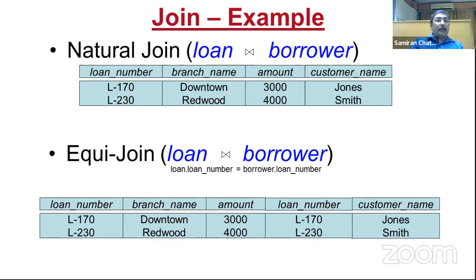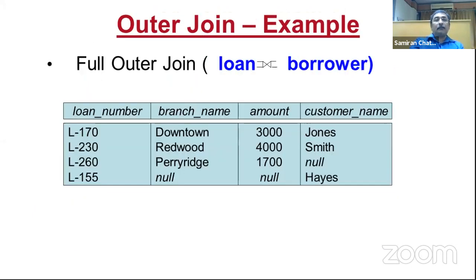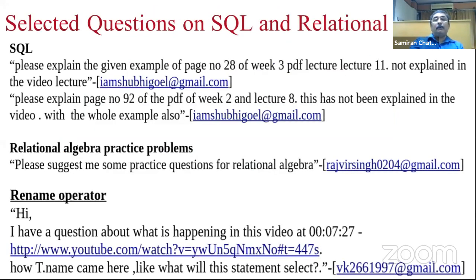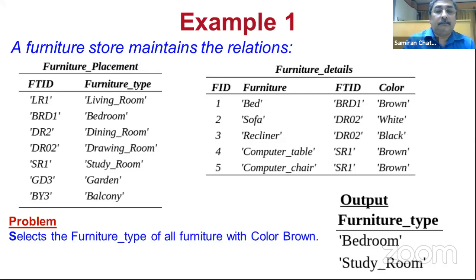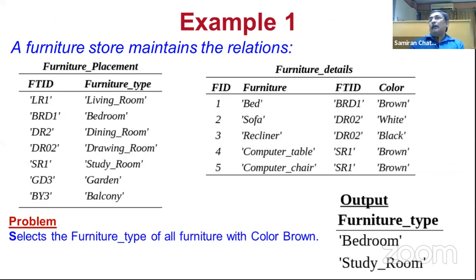The question was on natural join and equijoin only, as far as I remember. The outer joins were not asked, right? So that is one. And the next question that I will take right now is this relation. There are some examples where relational algebra and SQL query are shown together, and we probably wanted a little more explanation on that.